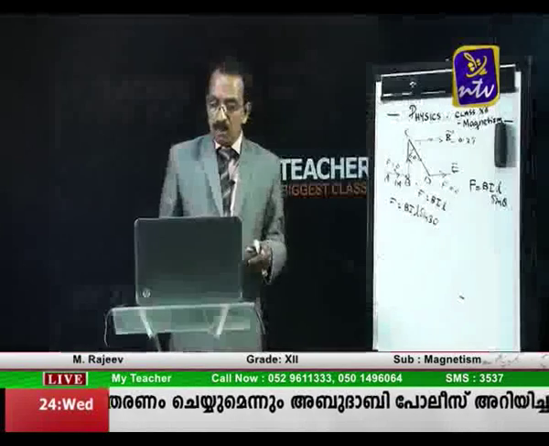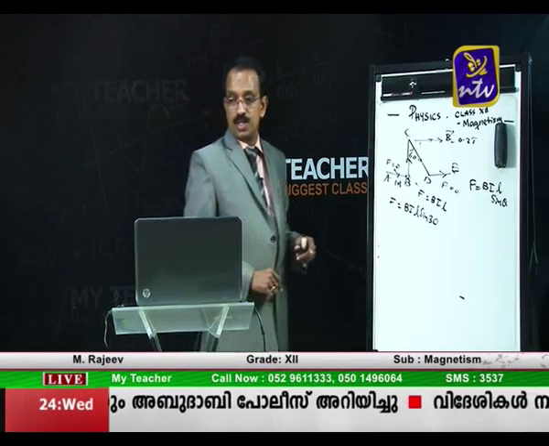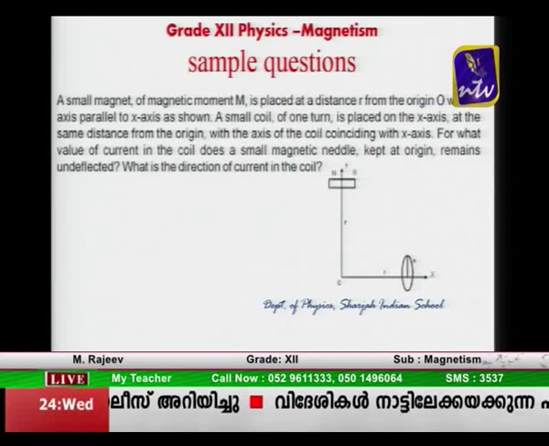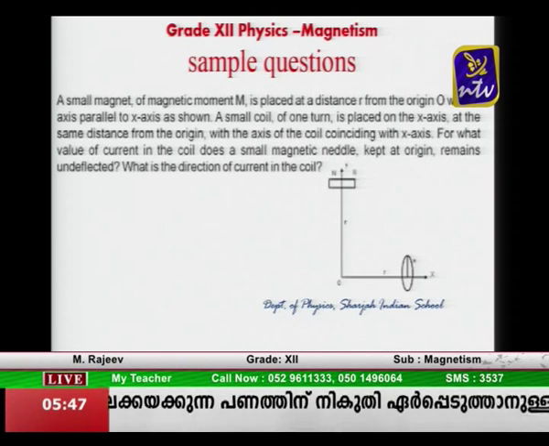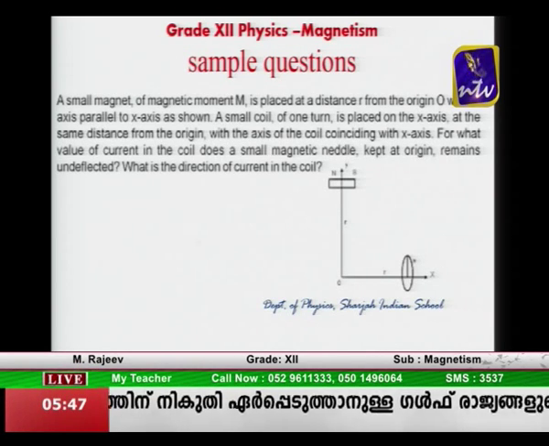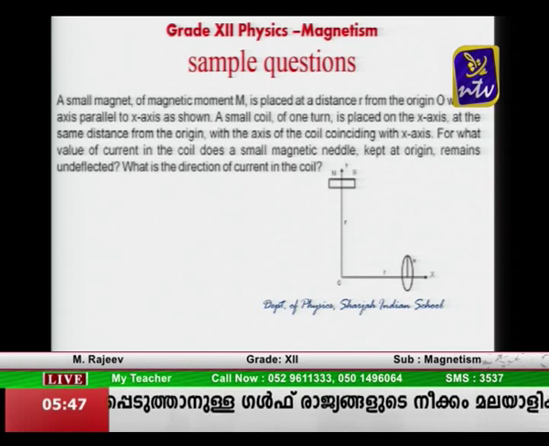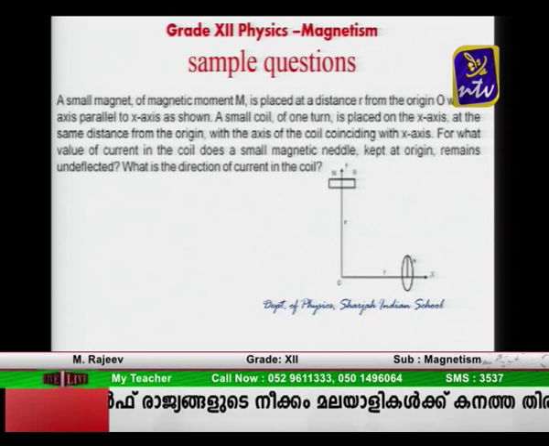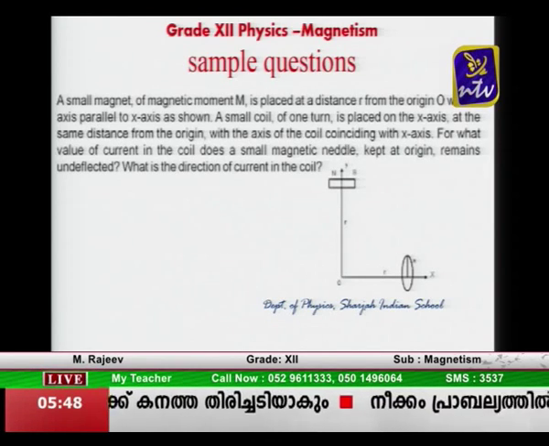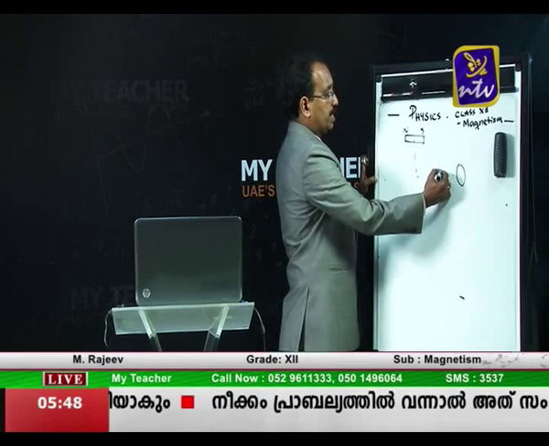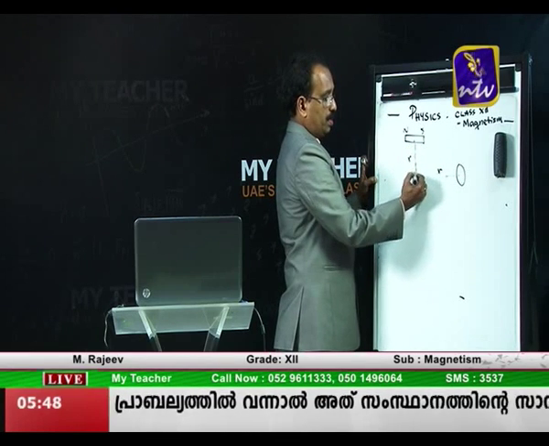Okay. So now you have a look at the next question. Just look at the next question. All of you go through the next question first. There is a magnet and there is a loop as well. Both are at a distance r. Center O.